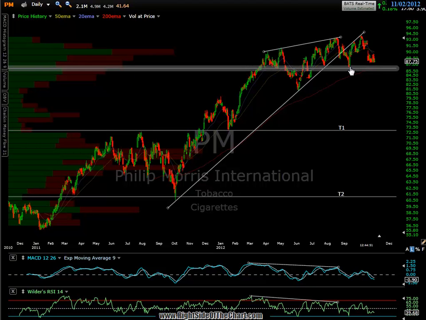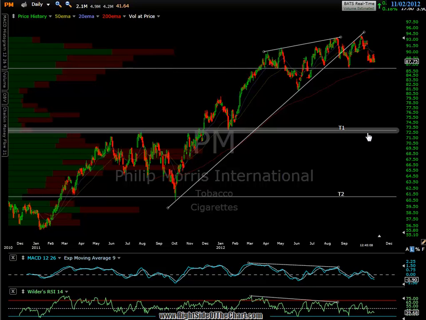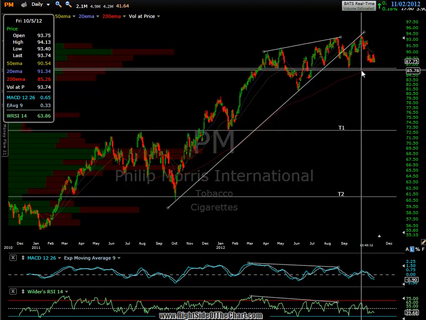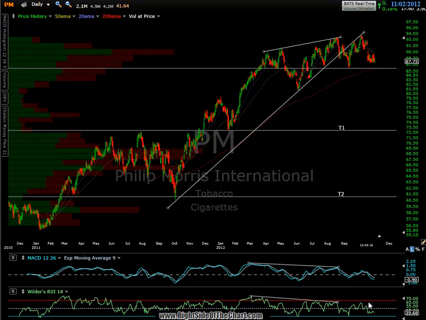We came down to hit this support level, bounced back up, retested again, and prices have moved back down. So this horizontal line is a key support level, and once that level goes, if you can look over here on the histogram, very thin between this support level and the first target. So I would consider a short on Philip Morris on any move below the call it the $86 level, somewhere around there.